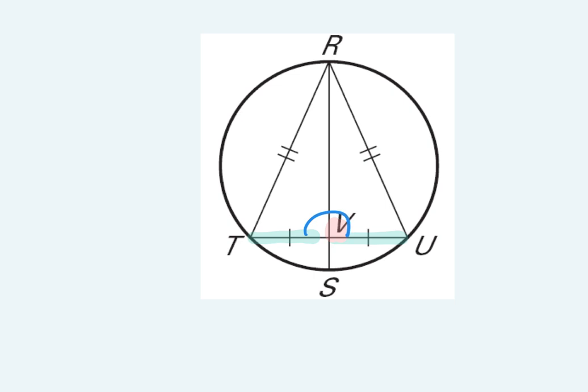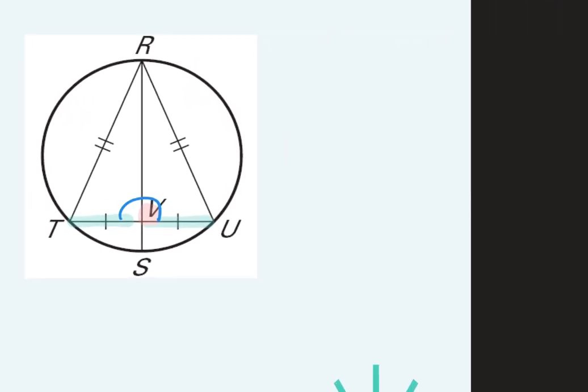So if we use what we just talked about, you could use side, side, side, because this would be your reflexive side. Those make the triangles congruent, right? If the triangles are congruent, then all their corresponding parts are congruent. So RVT would have to equal RVU. And that's your CPCTC.